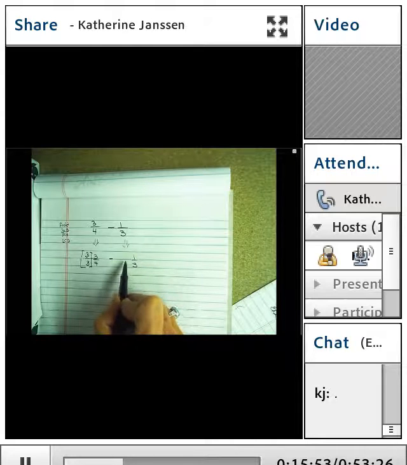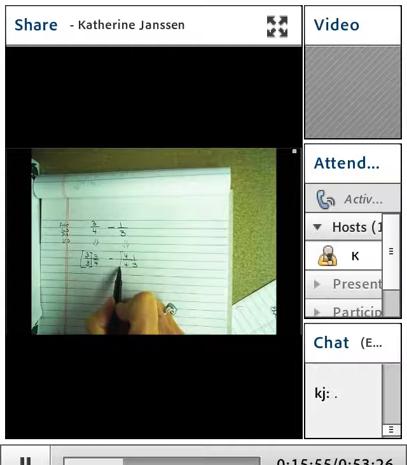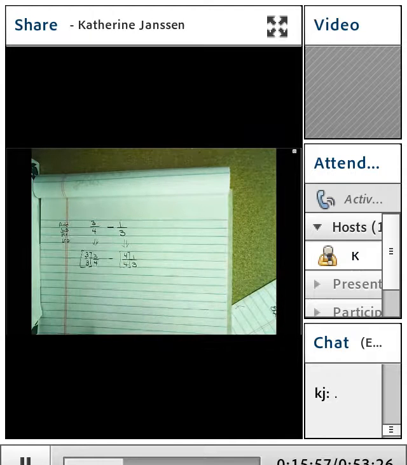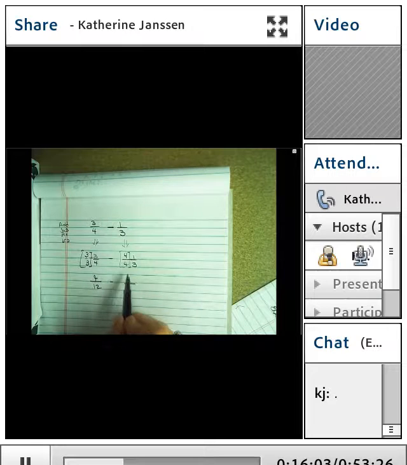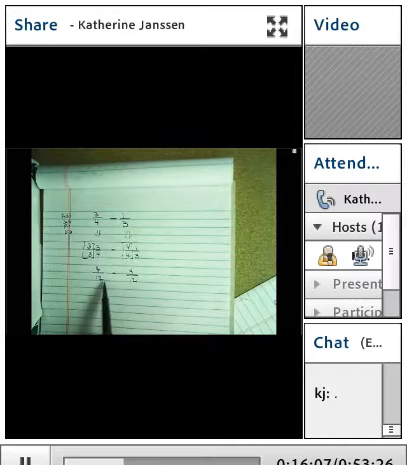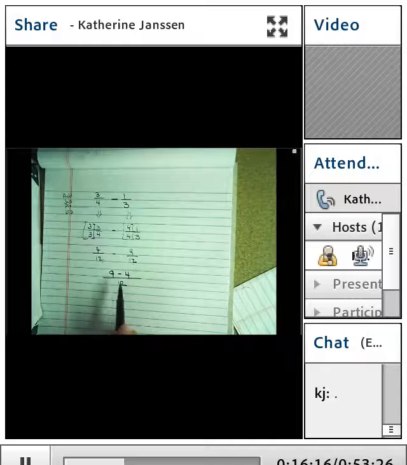4 times 3 is 12, so I'll multiply the numerator by 4 as another name for 1. 3 times 3 is 9, 3 times 4 is 12, minus 4 times 1 is 4, 3 times 4 is 12. Now I do see that I have a common denominator, so I can write the numerators all over the common denominator, and 4 from 9 is 5 twelfths.